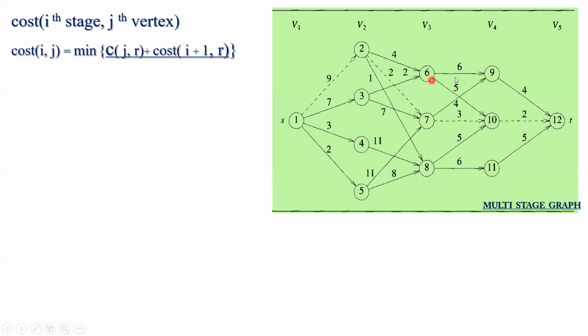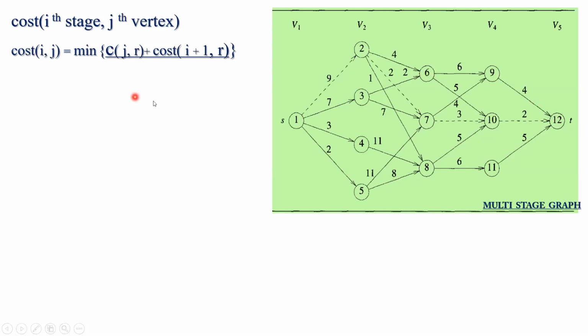Not only from 6 to 9 it is 6, 6 to 10 it is 5. Which is minimum? 5 is minimum. So is it better to just decide that 6 to 10 is better? No, not like that. Because after reaching 10, to reach 12, is it minimum? Or after reaching 9, to reach the destination, is it minimum? So I must consider from 6 to 12, either through this path or through this path. So there is a formula here.